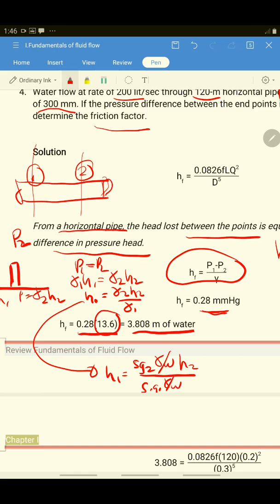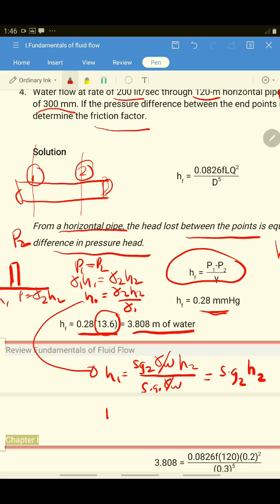Okay, so what you have is the equivalent height of fluid 2 to fluid 1 is equal to the specific gravity of fluid 2 times the head of fluid 2. Okay?